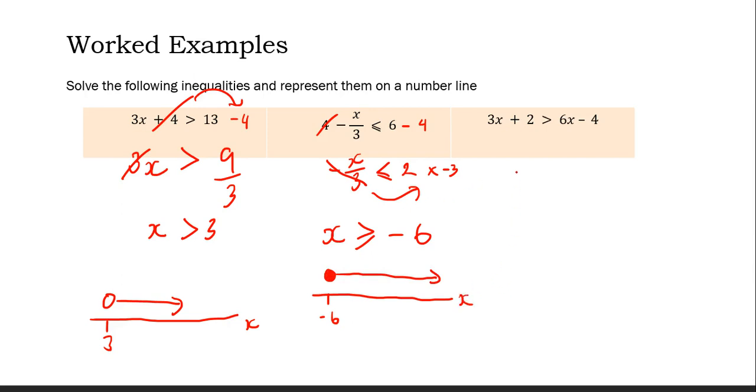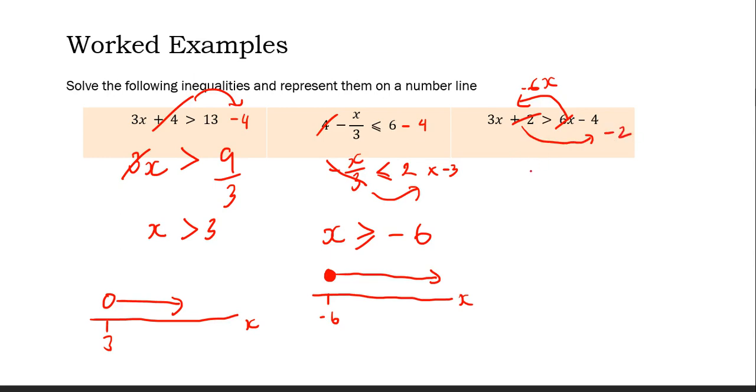Last one, 3x plus 2 is greater than 6x minus 4. Now you've got terms on both sides. So we have to put them both on the same side. So that means this is a 6x. It's a plus, so if you bring it here, it becomes minus 6x. And this is a plus 2. So when you bring it here, it becomes minus 2.